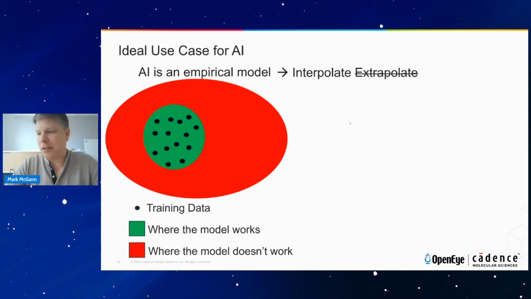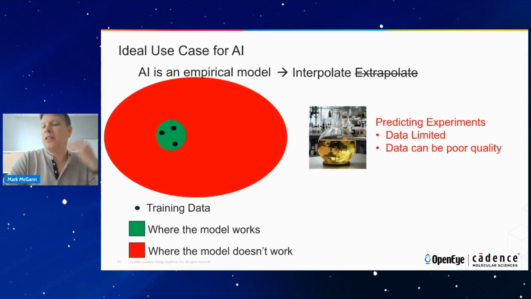But in our field, say you're trying to predict experiments, we have a very limited amount of training data compared to something like ChatGPT or any of these large language models. And the data can be limited for experimental data, and it can be of poor quality. So it's very hard to train an AI model to predict an experiment in our field because our data just isn't very vast and it's not that great.